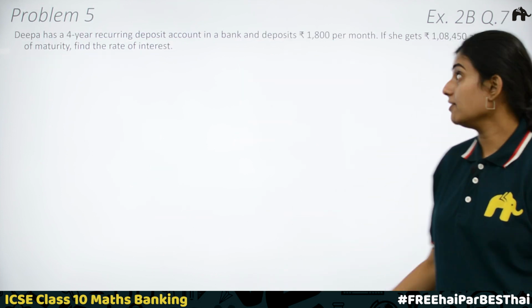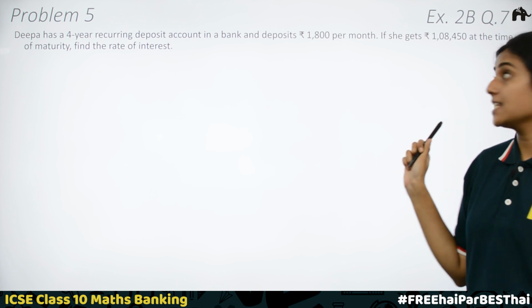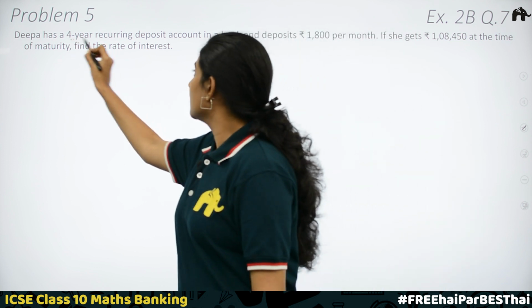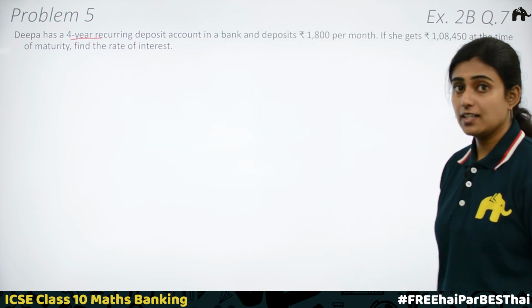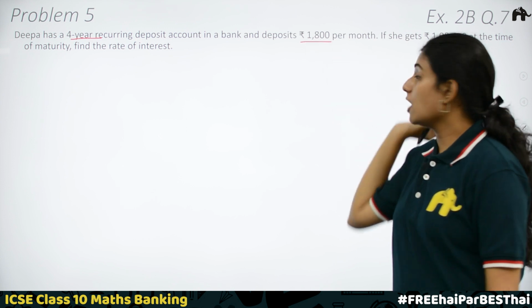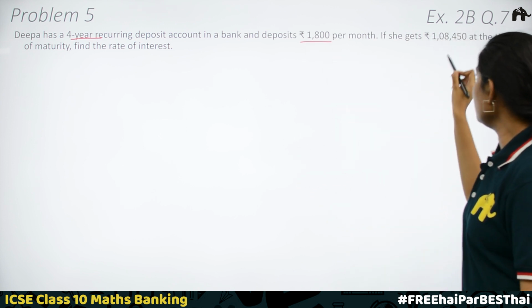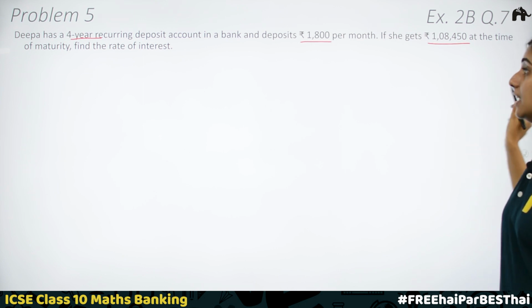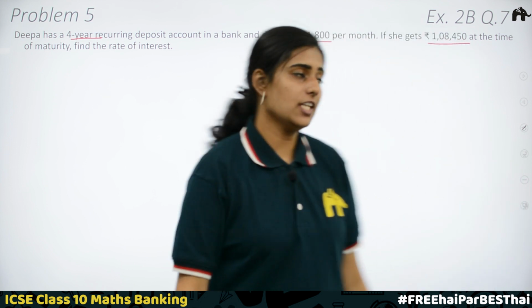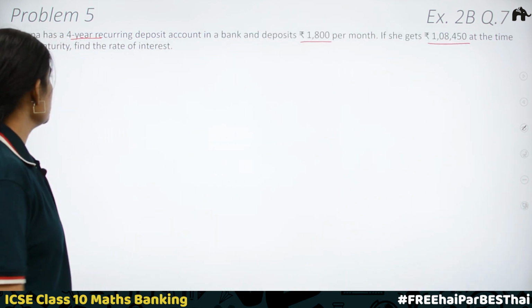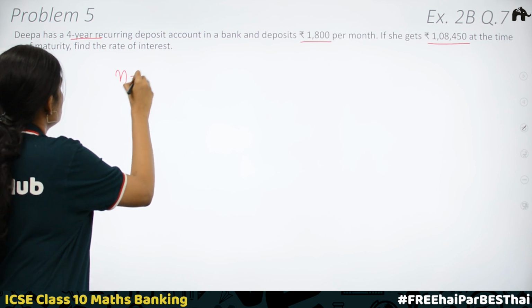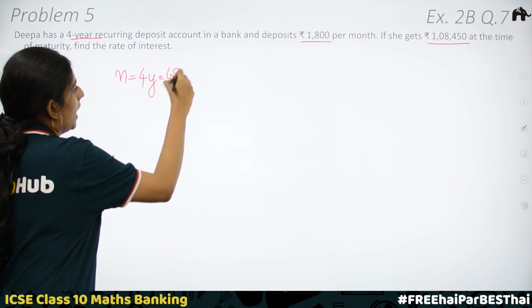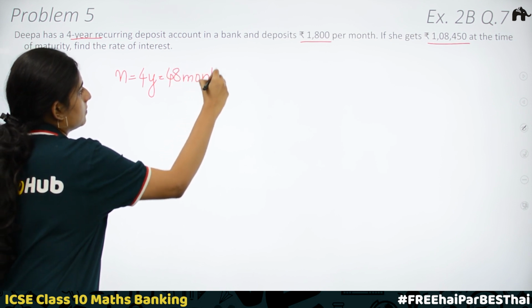Clear? Problem 5. Question number 7 of exercise 2B. Deepa has a 4-year recurring deposit account in a bank and deposits rupees 1800 per month. If she gets 1,08,450 at the time of maturity, find the rate of interest. Given quantities, we have N is equal to 4 years, which is 48 months.